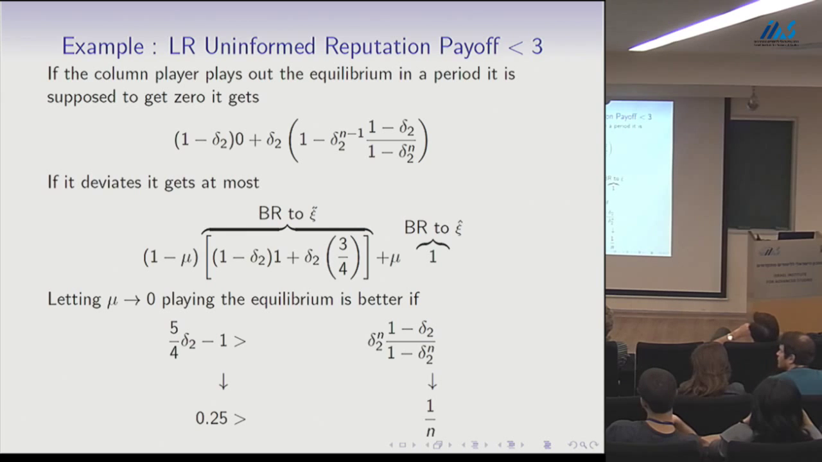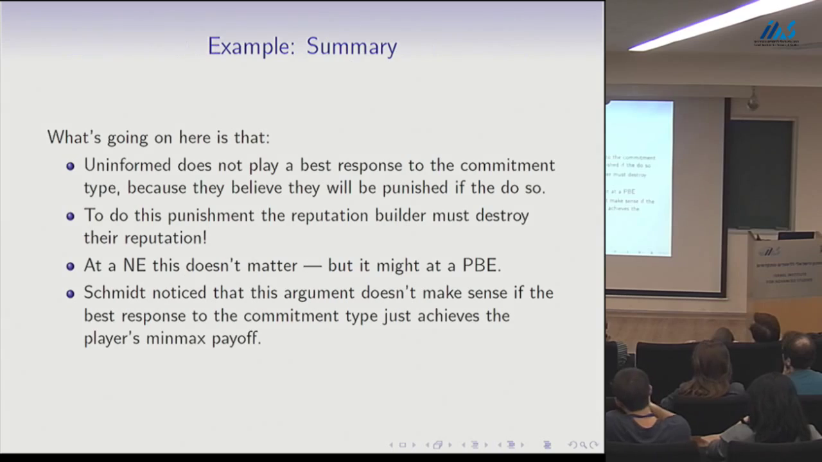Okay, so what's going on is that when the uninformed player is relatively patient, they don't necessarily play a best response because they worry about what will happen if they deviate from some particular plan of responding to the commitment action. Okay? Any questions? Terrific.